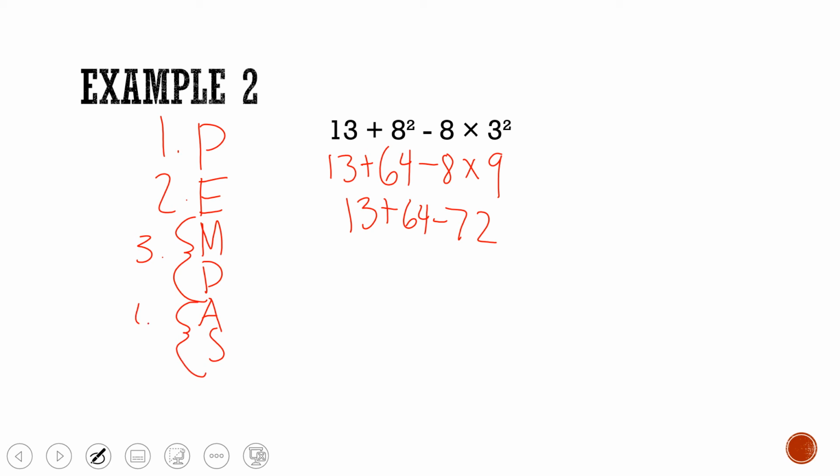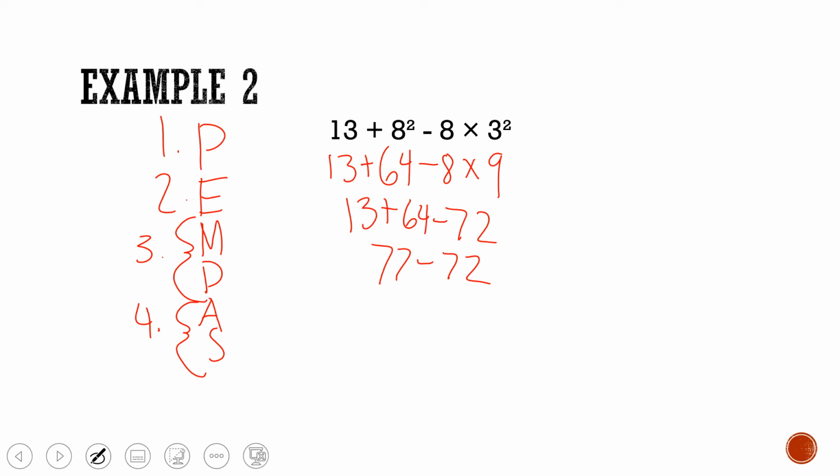So now we're to our final step of adding and subtracting. Now, once again, we have both adding and subtracting. So to decide what we do first, we have to go left to right. So think, what are we going to do first? 13 plus 64, or 64 minus the 72? We're going left to right. Right, so we're going to do 13 plus 64 first. And if we do 13 plus 64, that would be 77 minus 72.